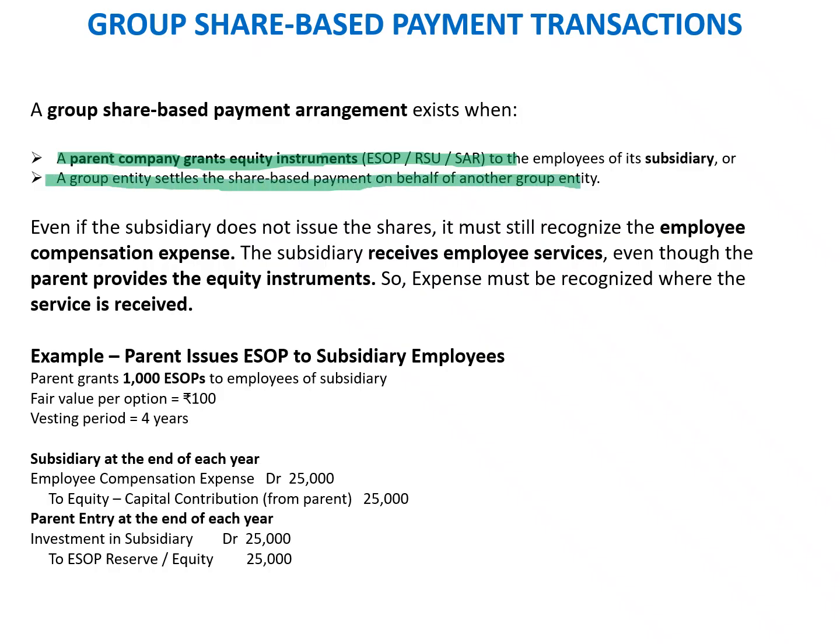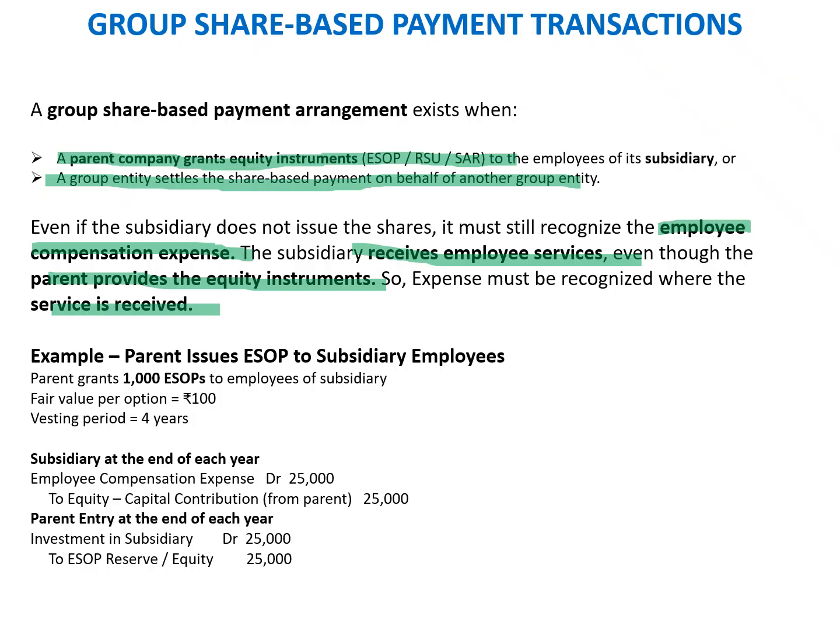The thumb rule is simple. Wherever the employee exists or has provided the services, in that entity we recognize the cost or the expense, and in the entity which issued the shares, we create the ESOP reserve or equity reserve. Even if the subsidiary does not issue the shares, it must still recognize the employee compensation expense. The subsidiary receives the employee services even though the parent provides the equity instruments. So the expense must be recognized where the services are rendered.